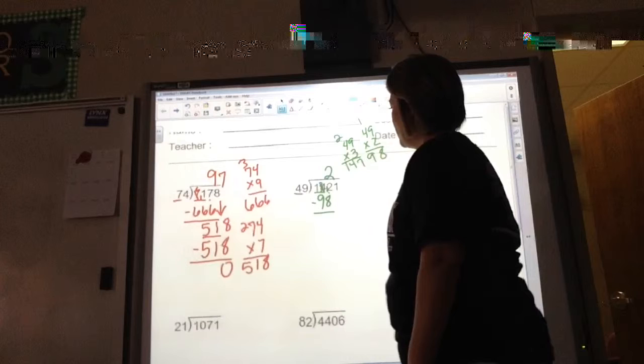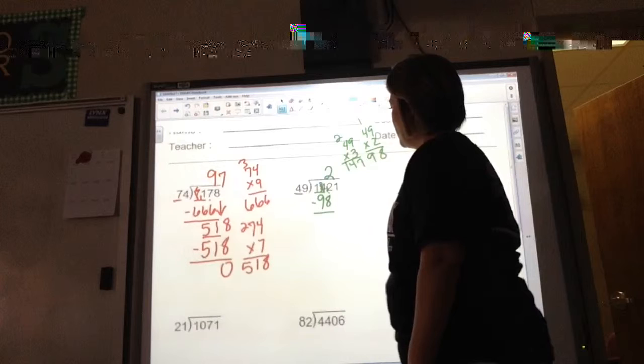Now I'm ready to multiply. 5 times 21 is 105. After I multiply, I subtract. 7 minus 5 is 2. Do I have something to bring down? I sure do. So I'm going to bring down that 1. Again, since it's just a two-digit number, I'm only going to underline the first number. How many times will 2 go into 2? 1 time. So I put a 1 on the roof, which means I just divided. Now I'm ready to multiply. 1 times 21 is 21. 21 minus 21 is 0.